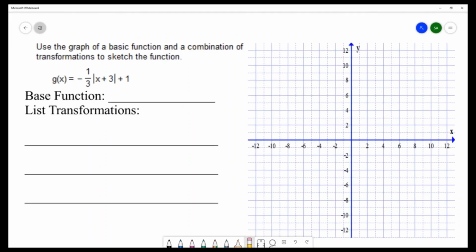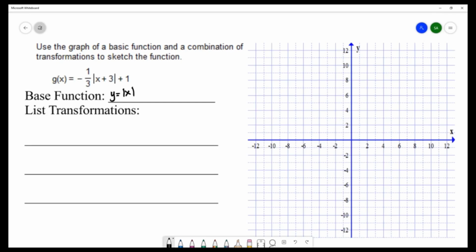On this question, we want to use the graph of a basic function and a combination of transformations to sketch the graph of the function. The function we're working with is g of x equals negative 1/3 absolute value of x plus 3 plus 1. The absolute value bars in our function give us an indication that our base function is the absolute value function, which is y equals absolute value of x.